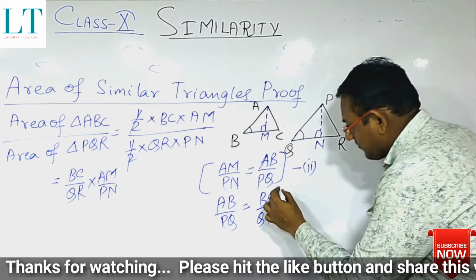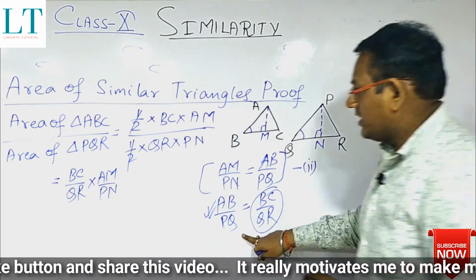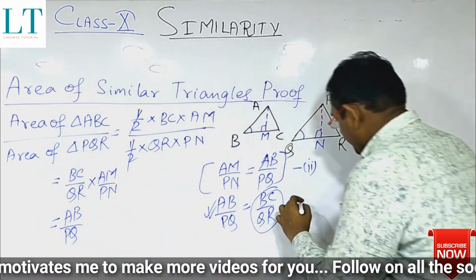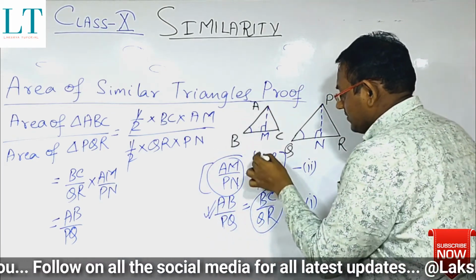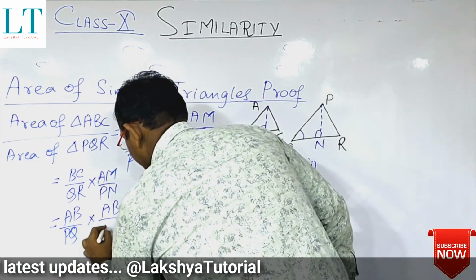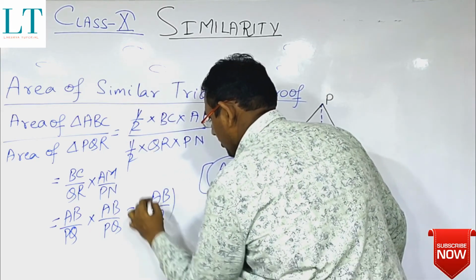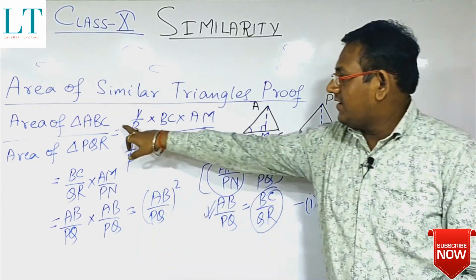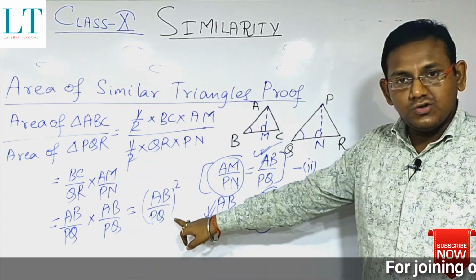So in the place of BC by QR, we can easily substitute this value, that means AB by PQ over here. So let us do that. AB by PQ, this is from point 1, and in the place of AM by PN over here, we can simply substitute AB by PQ. This will become AB by PQ. So this becomes AB by PQ whole square. So this is the proof of your area, that area of triangle ABC by area of triangle PQR is equal to the side ratio whole square.